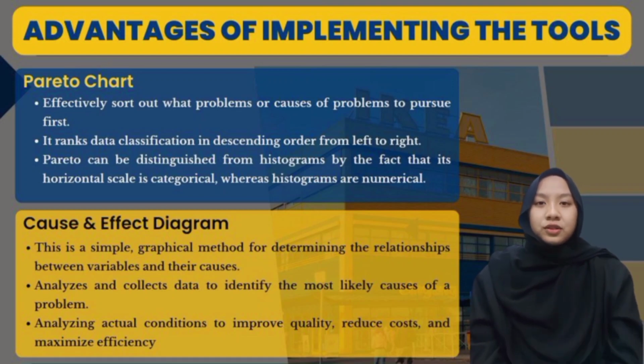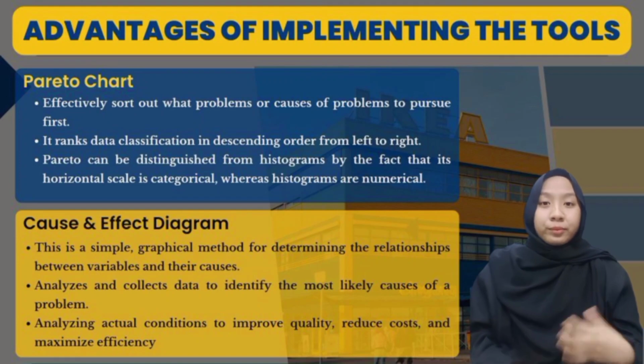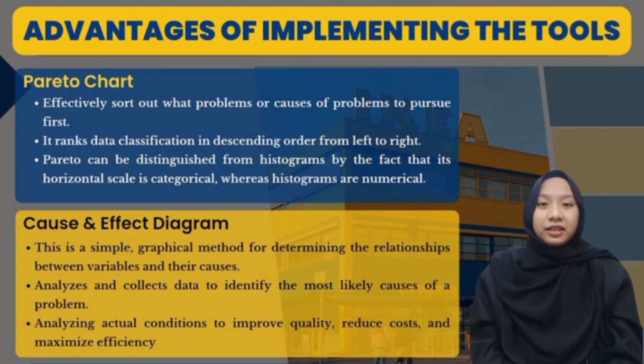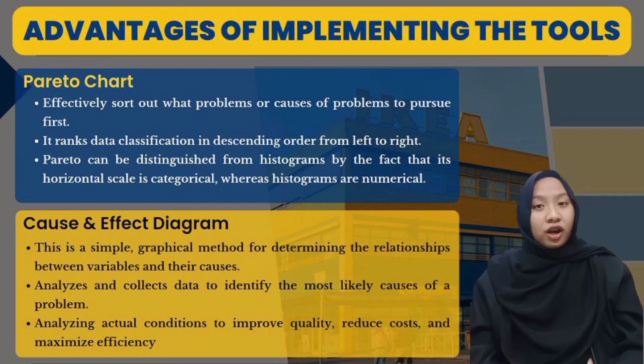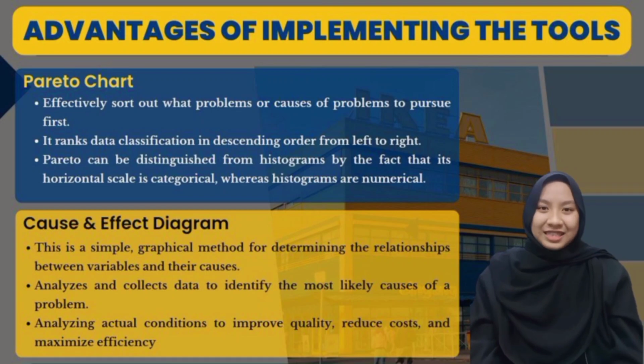The second tool is the cause and effect diagram, which is a simple graphical method for determining the relationship between variables and analyzing collected data to identify the most likely causes of a problem, and analyzing actual conditions to improve quality, reduce cost, and maximize efficiency.